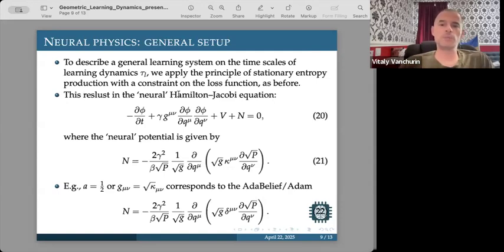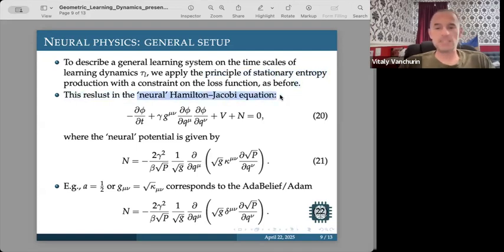In general, we keep G, the metric, and kappa as two separate objects. If you do that and follow all of the derivations, you can do it at the microscopic scale using the maximum principle of stationary entropy production, or at a more macroscopic scale using the Fokker-Planck equation. But let's concentrate on the smaller scales. On the smaller scales, you will recover what I call here a neural Hamilton-Jacobi equation.